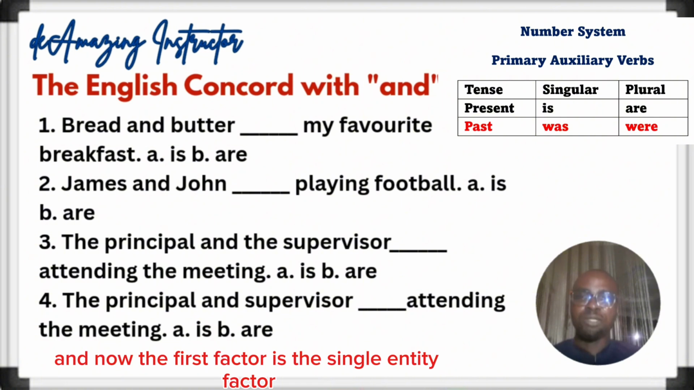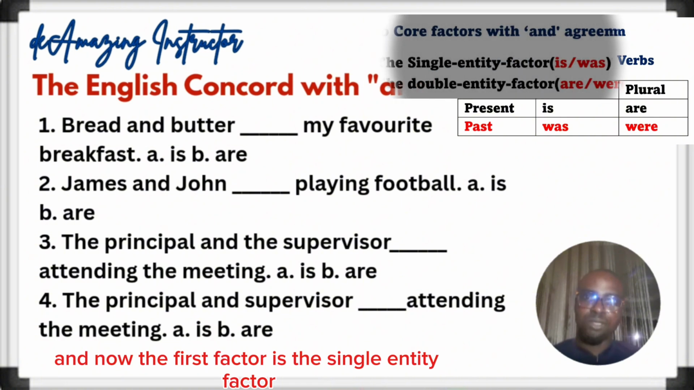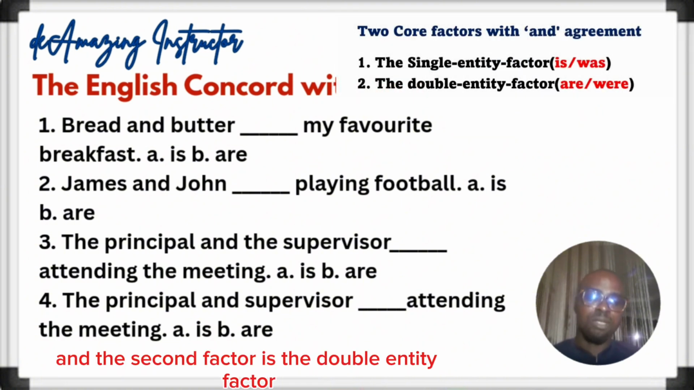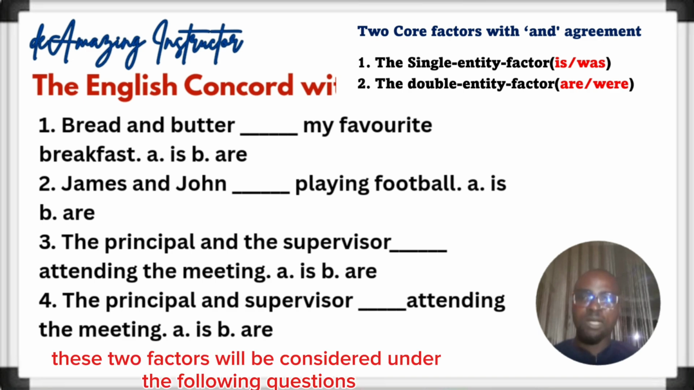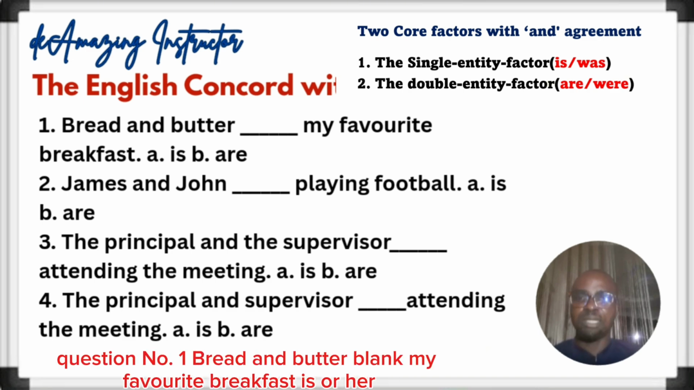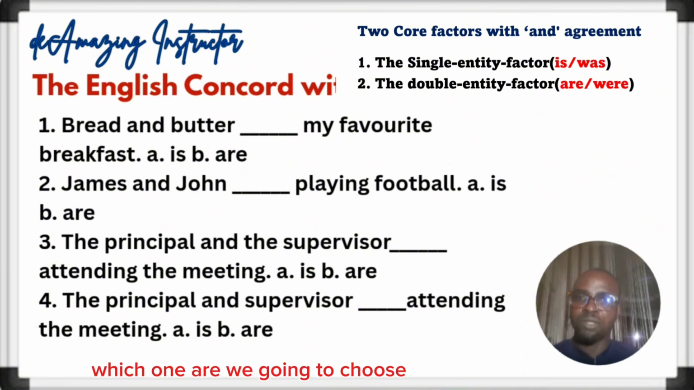Now, the first factor is the single entity factor, and the second factor is the double entity factor. These two factors will be considered under the following questions. Question number one: bread and butter blank my favorite breakfast. "Is" or "are"? Which one are we going to choose?